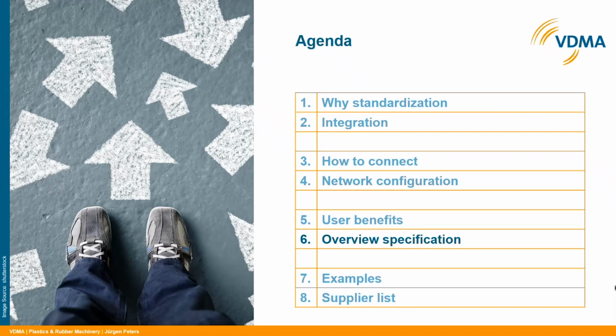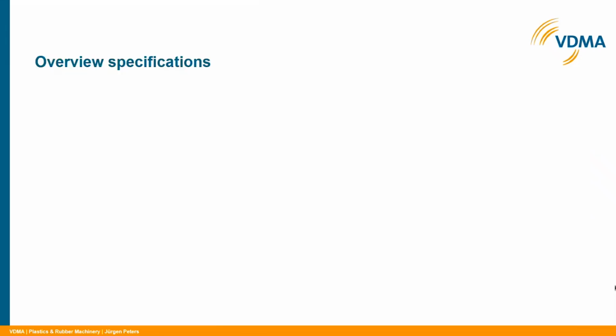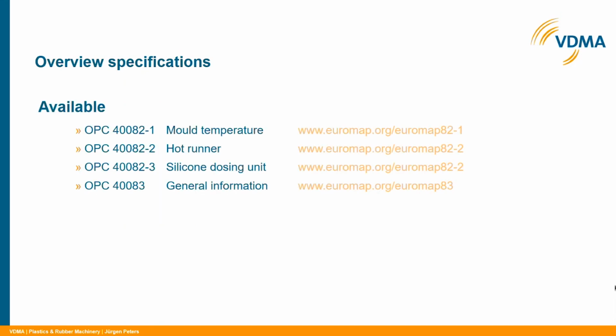So in the next step, I will give an overview of the various specifications, as you could see before from Mikola's team. In the first part, we can see the 3 different standards which we have already integrated. So we have the specification for multi-temperature control, for hot runner systems, and also for the silicon dosing unit. If you are interested in more details, you can find them on the EUROMAP.org homepage or on the VDMA homepage as well.